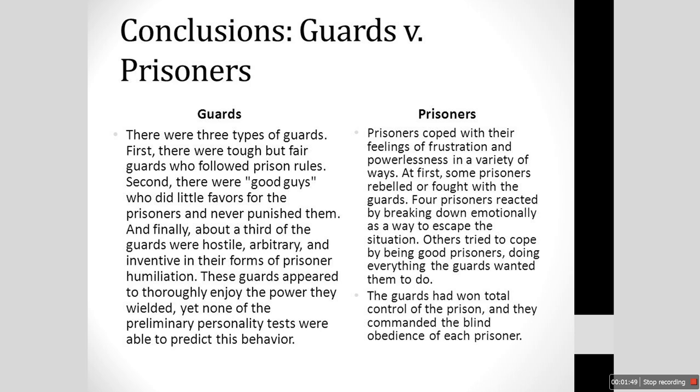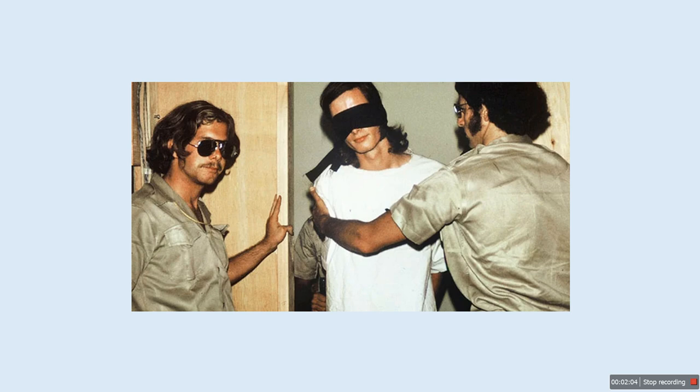The so-called prisoners were unexpectedly arrested at their homes by real police officers, taken to the local police station, booked, and then transported to the mock prison. This was done to enhance the realism of the situation. The guards were given the authority to run the prison as they saw fit, but they were instructed not to use physical violence. The prisoners were to be treated like real inmates, subject to routine counts and following strict rules.